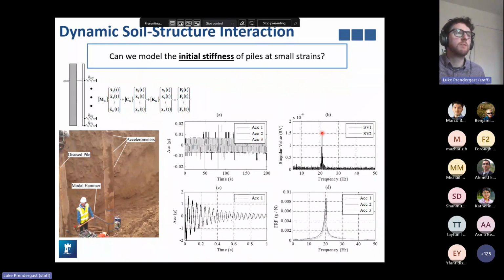And we can see that we have a natural frequency somewhere around the 21 hertz peak, which was quite clear for the first natural bending mode of the pile. We then impact tested the pile. So I used the modal hammer. We get a much more clear transient signal, which is dynamically oscillating.